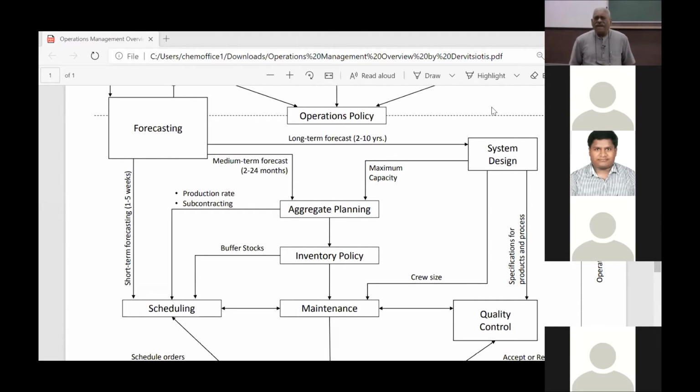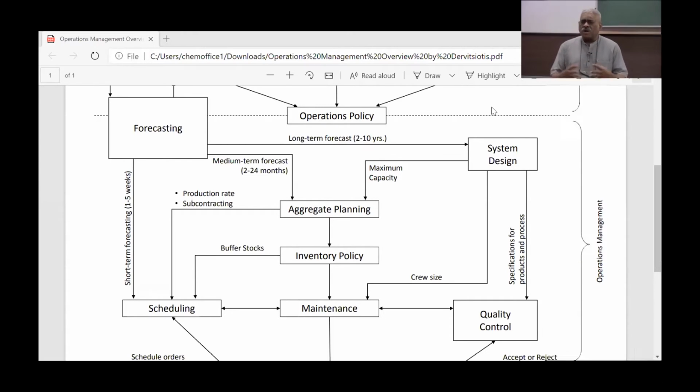Okay. I'm not going into the Delphi method. It's a very interesting method for evolving some sort of a consensus among experts. We're not going into the method. I would urge you to just Google and read for 5 to 10 minutes and you will get a hang of what this Delphi method is.